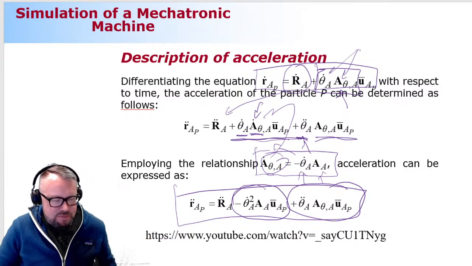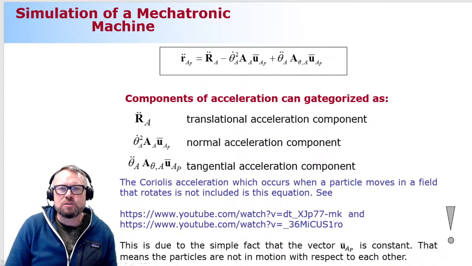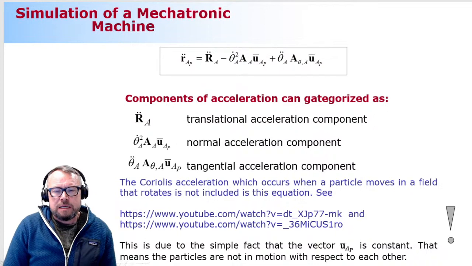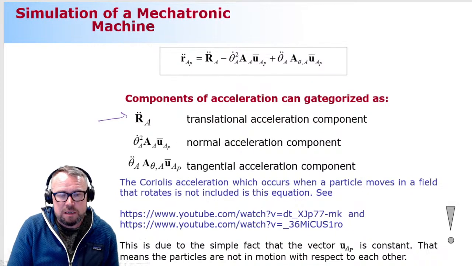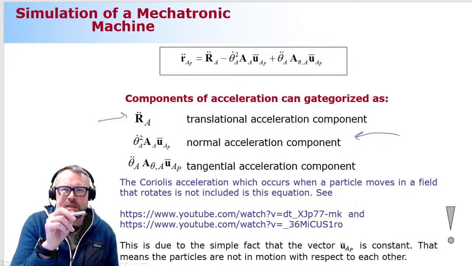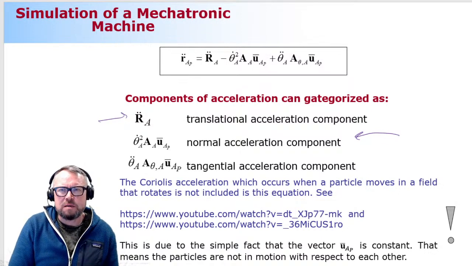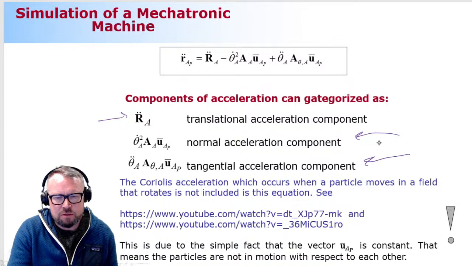Okay, so that's about it. So let's look at these components. These components have a clear physical interpretation. The first one is obvious. That's a translational acceleration component. Then there's a normal acceleration component due to the rotation. Let's take a look at the interpretation in a minute. But this time, good for you to know that there is a normal acceleration component due to the rotation, and tangential acceleration due to the rotation.